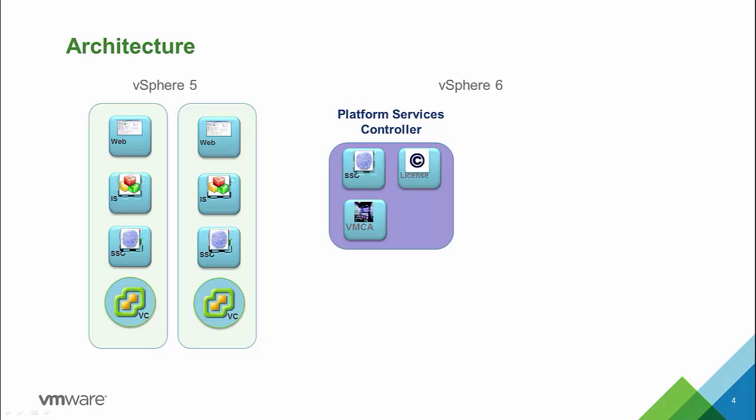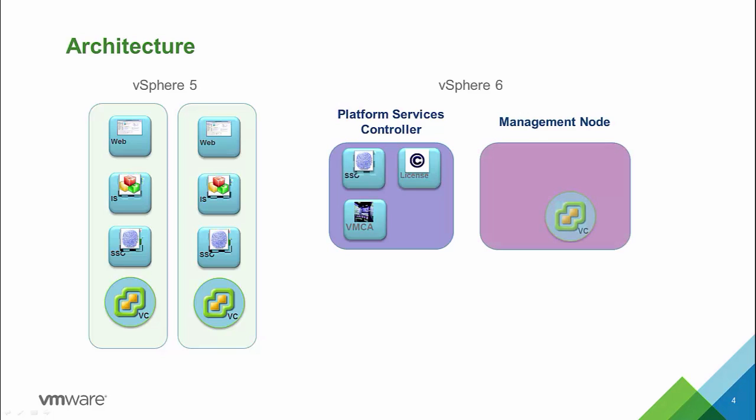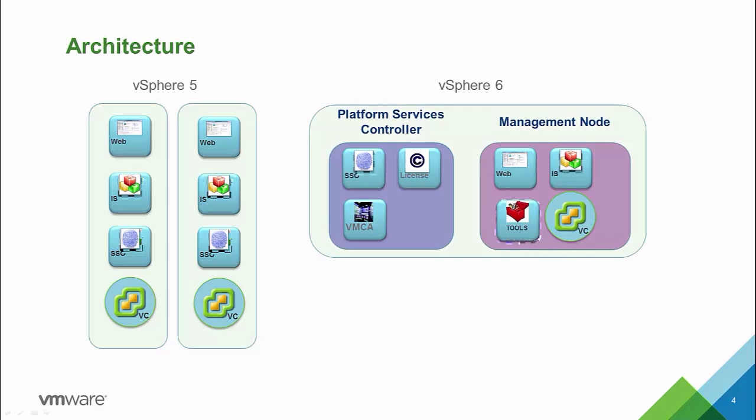The second component is the management node, which includes all the elements that are singular for an instance. As an example, we have the web client, the inventory service, the vCenter server, and all the individual tools like the syslog collector, syslog server, and the dump collector, so all the individual bits and pieces that are peripheral to vCenter server. Like in vSphere 5, we can have the installation embedded, so we have everything, both the platform service controller and the management node, all in a single VM.